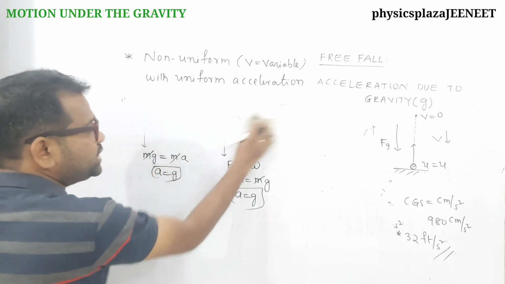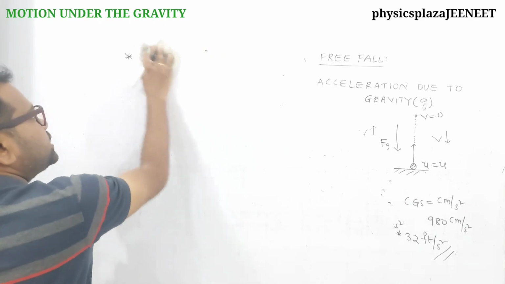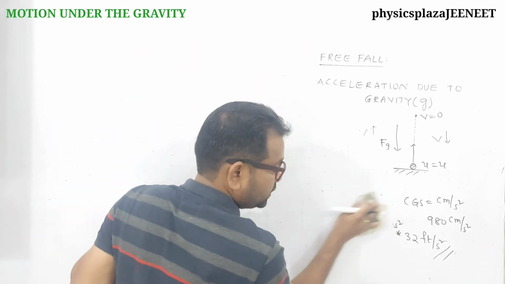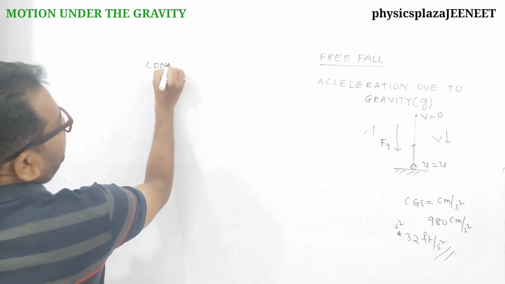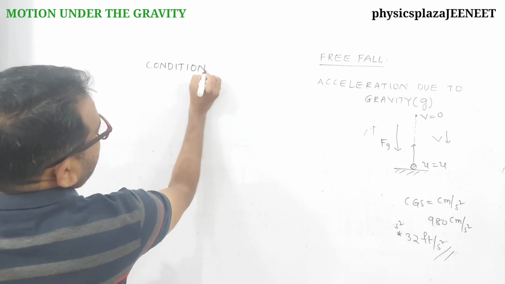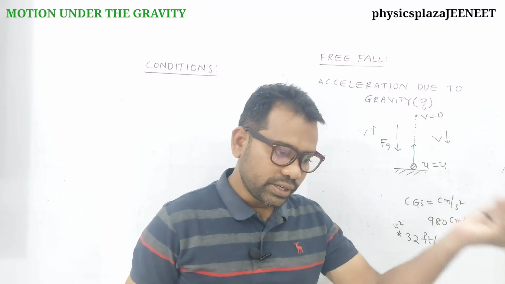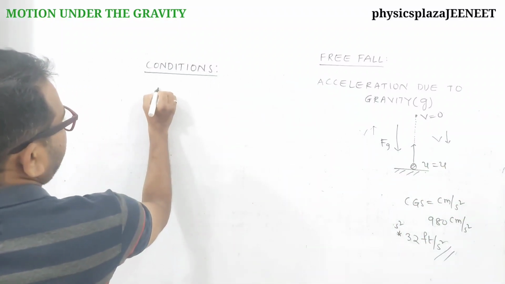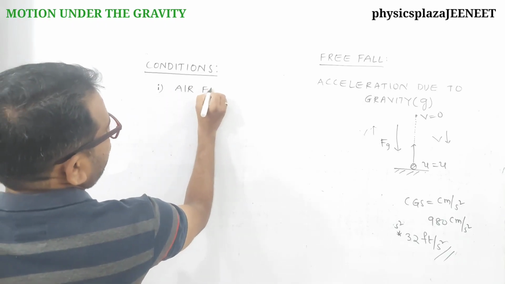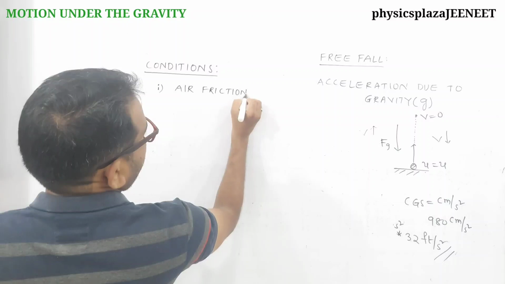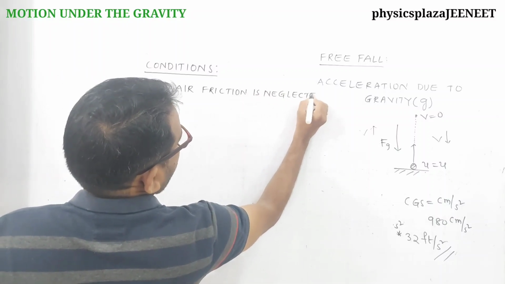And children, here we have some conditions for the discussion of motion under gravity. Under these special conditions only, the discussions which we are doing are applicable. Look here, these conditions, children, are very important. When we consider these points, then only we can apply our equations of motion for motion under gravity. So the first condition, children, anyone can guess? Yes, air friction is neglected. Please note down, air friction is neglected.